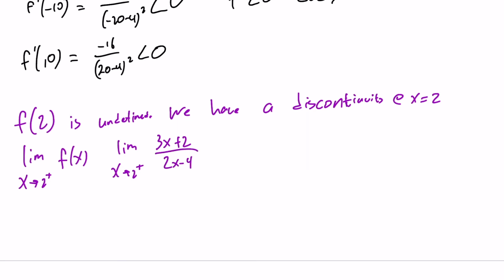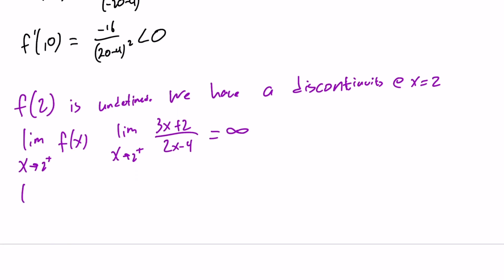Okay, we have a lot of tools for examining limits, but we can tell that this is going to give us positive infinity. So the limit as x goes to 2 from the right is positive infinity. If you need some help with limits, go back and watch the recorded lectures from Chapter 2.